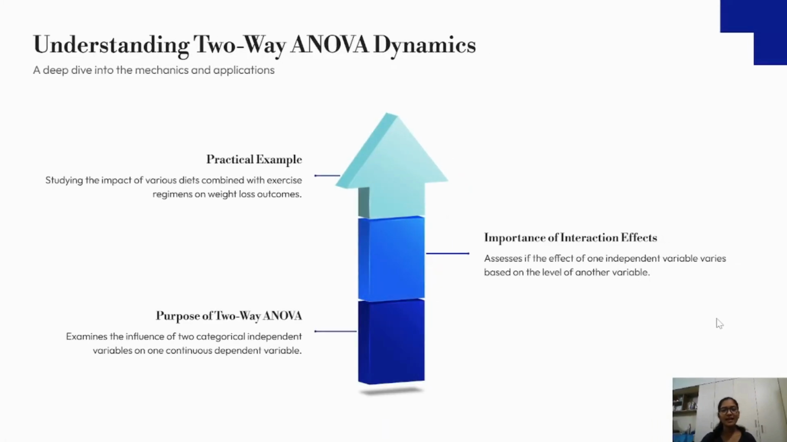Let's understand two-way ANOVA dynamics. A practical example of two-way ANOVA includes studying the impact of various diets combined with exercise regimes on weight loss outcomes. The importance of interaction effects: they assess if the effect of one independent variable varies based on the level of another variable. The purpose of two-way ANOVA is to examine the influence of two categorical independent variables on one continuous dependent variable.